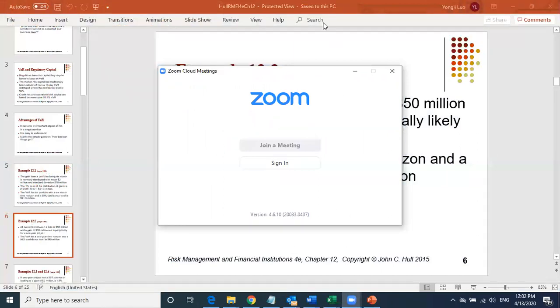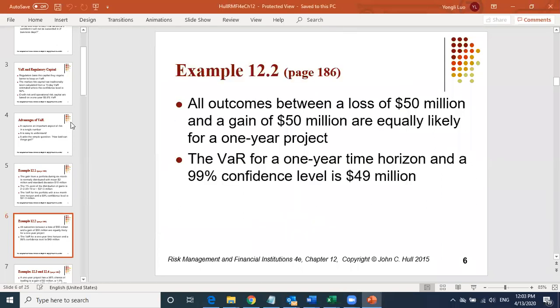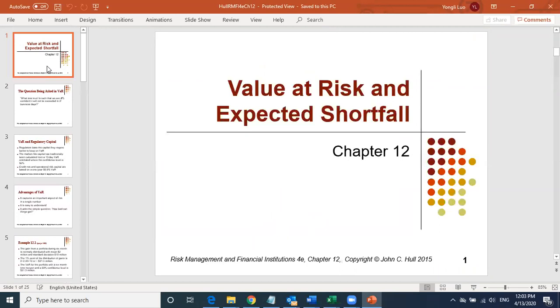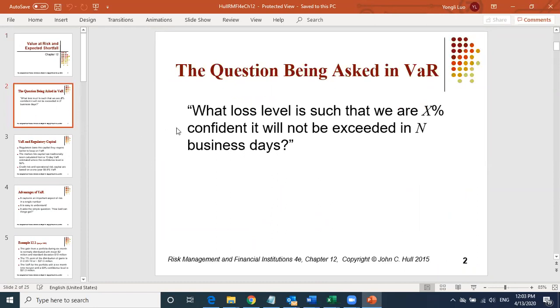Okay, let's see, we have this chapter 12. So today we're going to learn chapter 12: value at risk and expected shortfall. The question being asked in value at risk is typically: what loss level is such that we are X% confident it will not be exceeded in N business days?